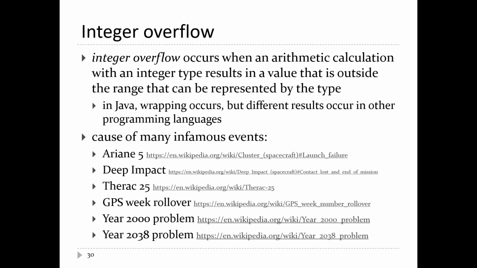So integer overflow has been one of the causes of many infamous events. Ariane 5, that's the European Space Agency's current generation of rocket, I believe. Its maiden flight resulted in a crash, in part caused by integer overflow in its programming. Deep Impact is a NASA satellite that was sent to crash into a comet. NASA ended up losing contact with that satellite. Again, one of the underlying causes was integer overflow. And you can read about the other infamous occurrences of integer overflow by following these links here.